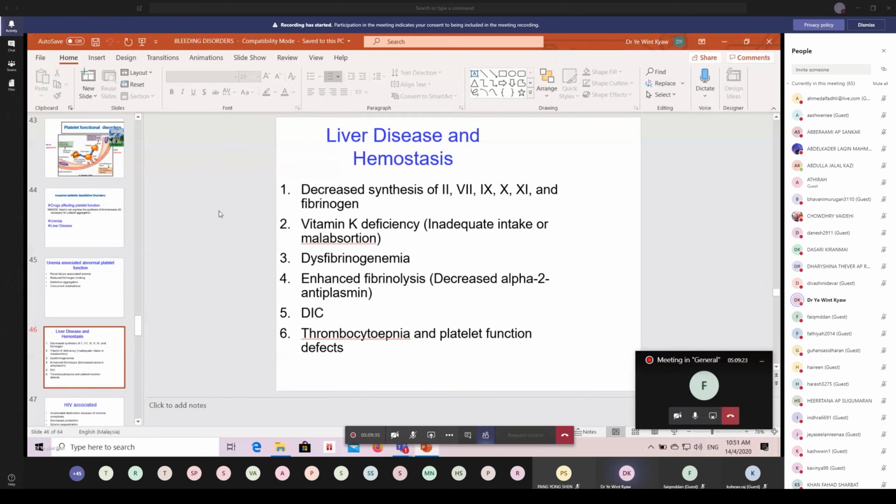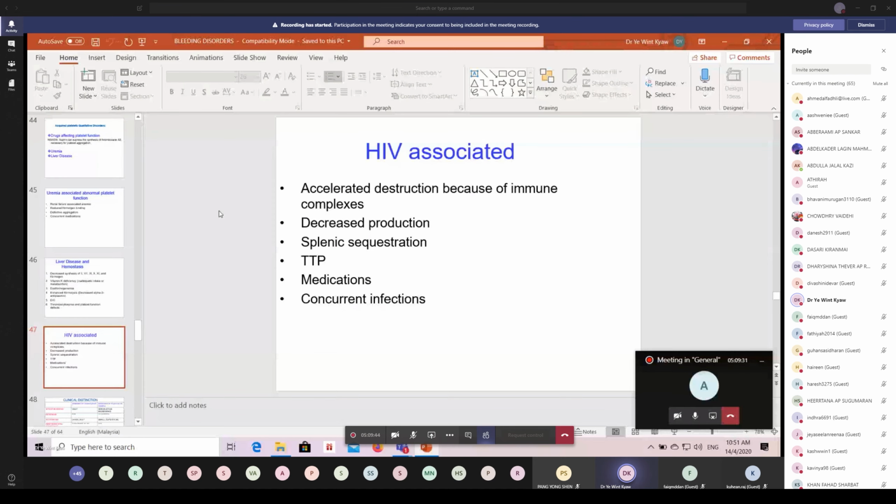HIV virus can also cause reduced platelet. These are just for MCQ. In liver disease, they will explain in detail.